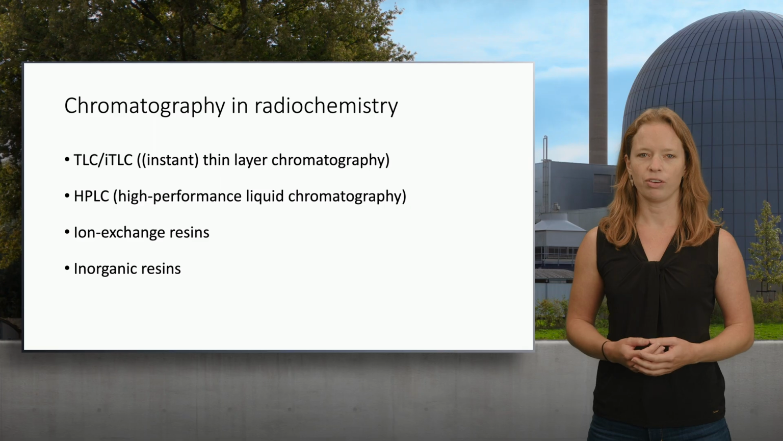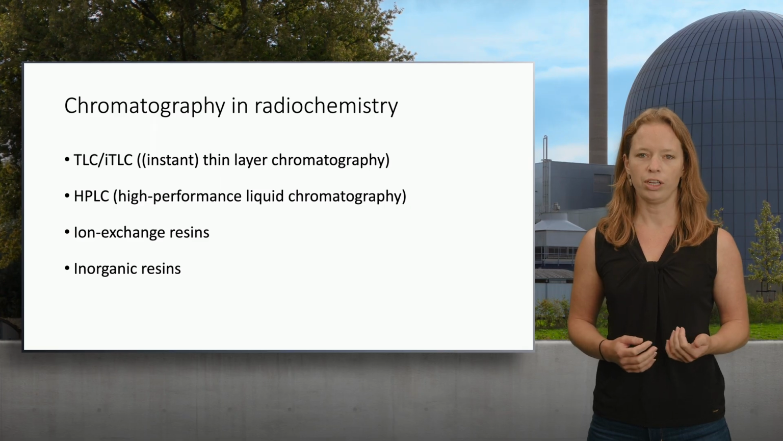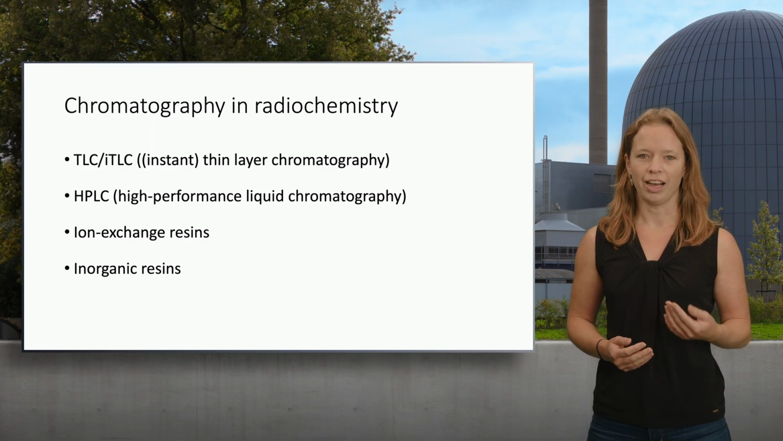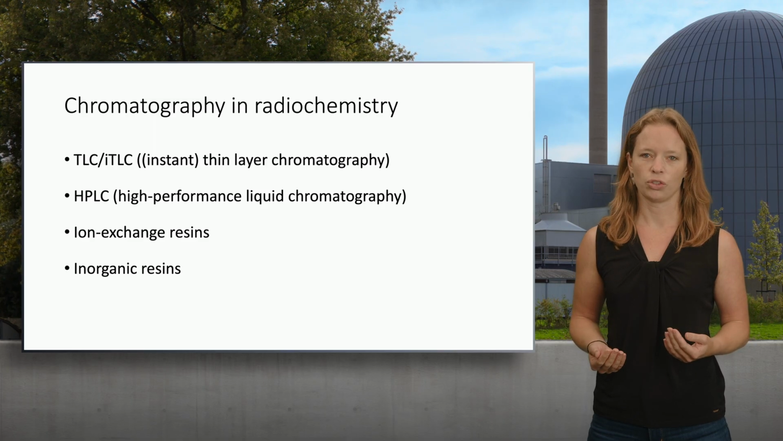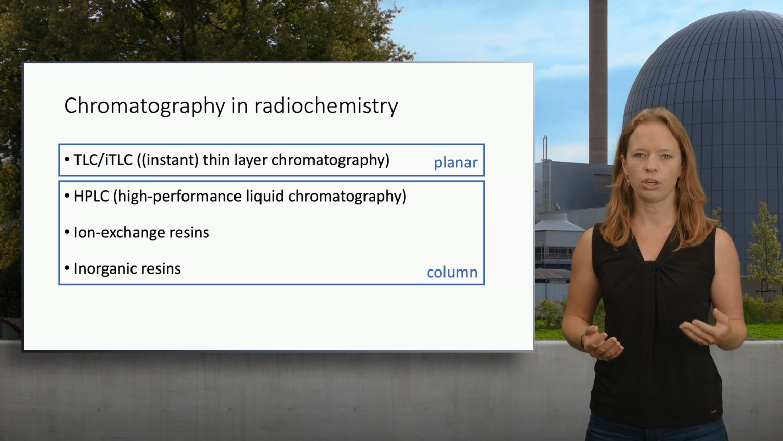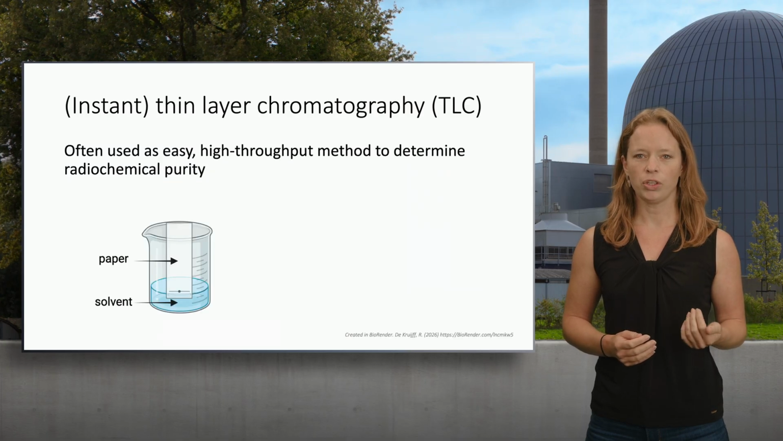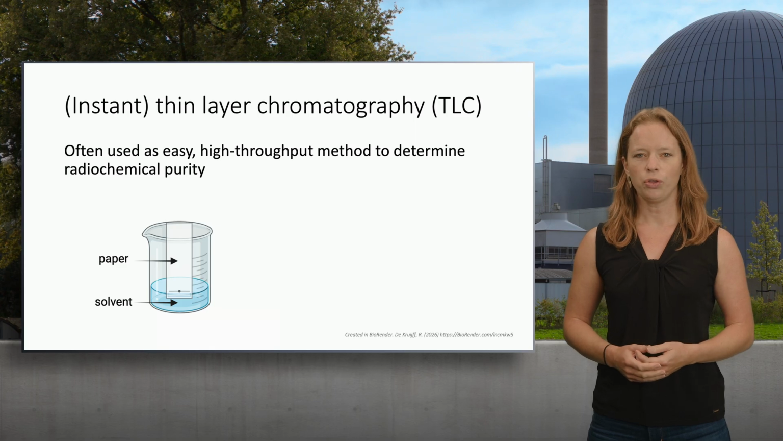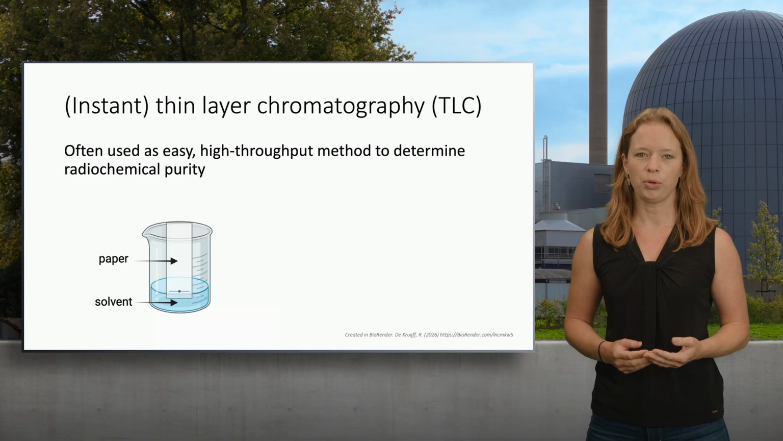Commonly used chromatography methods in radiochemistry are thin layer chromatography, or TLC, high performance liquid chromatography, or HPLC, ion exchange resins, and inorganic resins, although more exotic options do also exist. Of these, TLC or ITLC are planar chromatography methods, and all the others are column-based chromatography methods. Thin layer chromatography is often used in radiochemistry as an easy, high-throughput method for quality control of your sample. For example, to determine the radiochemical purity and labeling efficiency of radiopharmaceuticals.